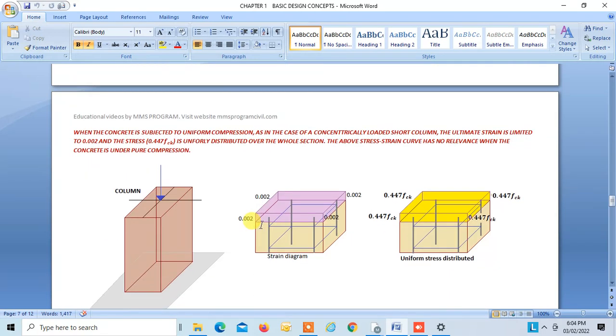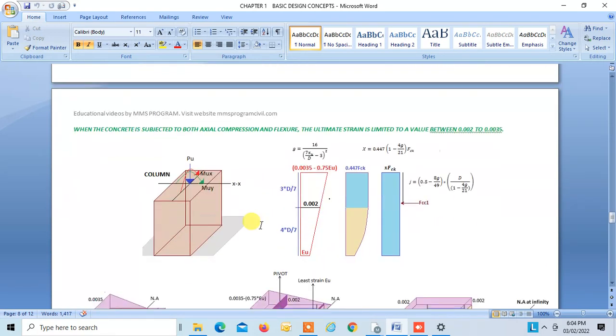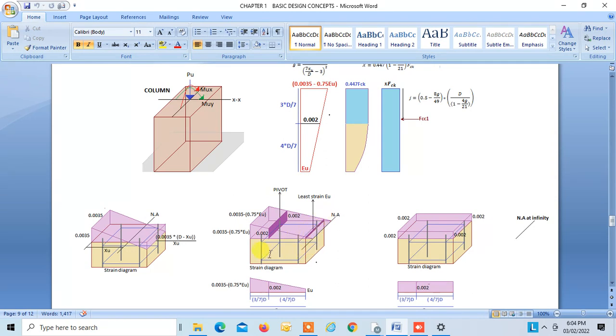Now when the neutral axis falls outside the concrete section, and this is your D, then the strain will vary between 0.0035 and 0.002. This is the strain diagram shown over here, and this is the pivot, which is at a distance 3 by 7 D. The strain over here will remain constant at 0.002. If I move this neutral axis further, then this strain will reduce and this strain will increase. Here εu is the least strain. So this strain diagram is shown over here.